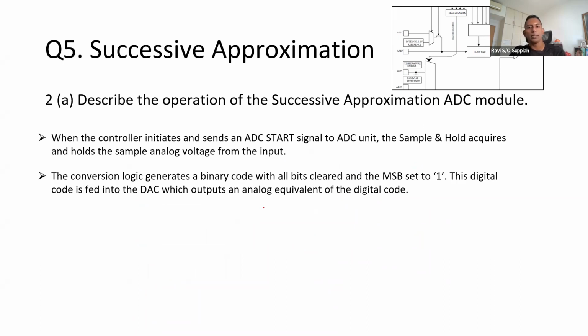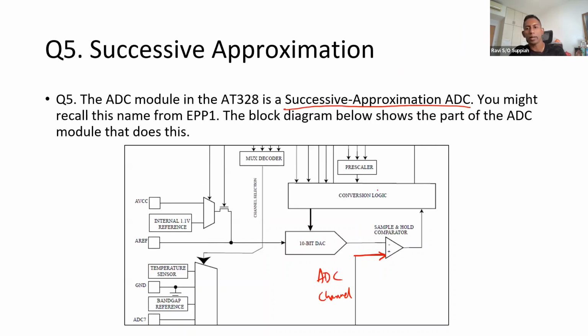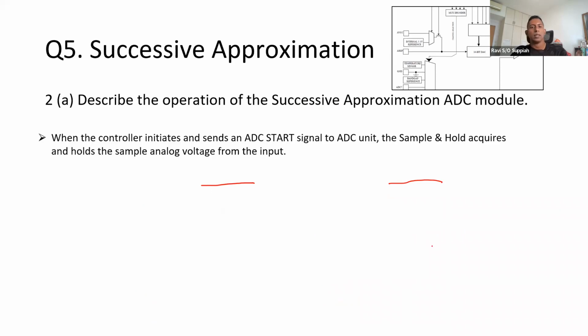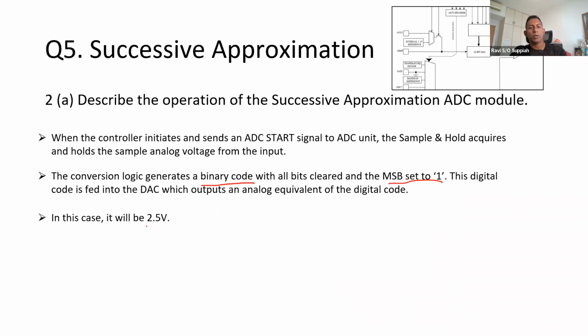And what I will do is generate a binary code with all bits clear and the most significant bit set to 1. That means this hardware will, the very first time, generate a 10-bit result where the most significant bit is 1 and everything else is 0. Then it will be 2.5 volts, because that is the turnover point, right? The most significant bit switching from 0 to 1 in any number of bits is always the midpoint. So in this case, it will be 2.5 volts.